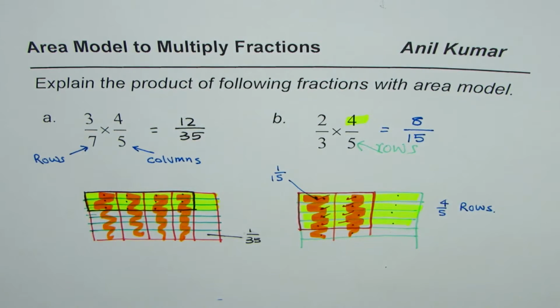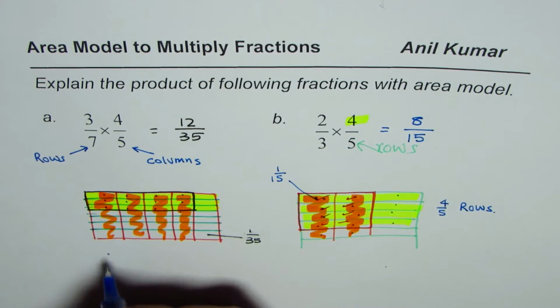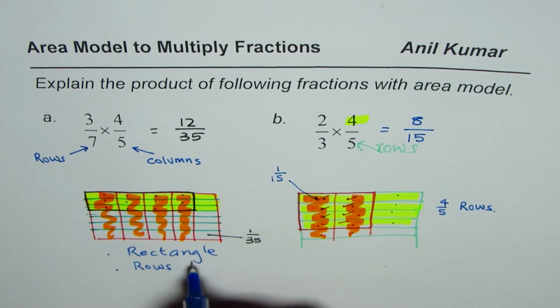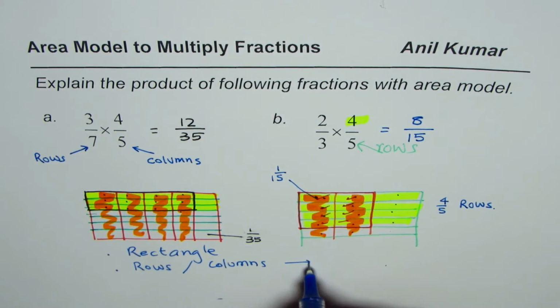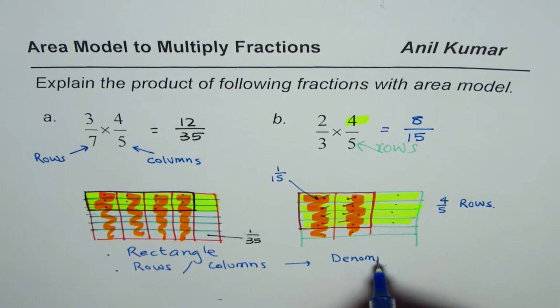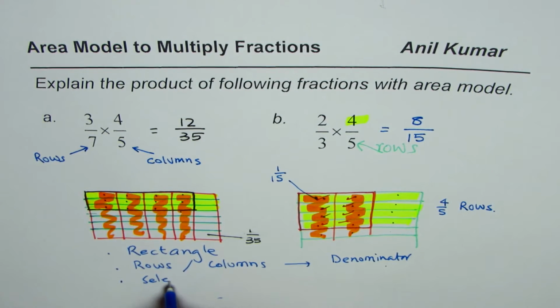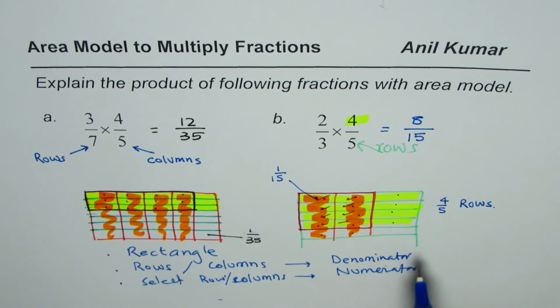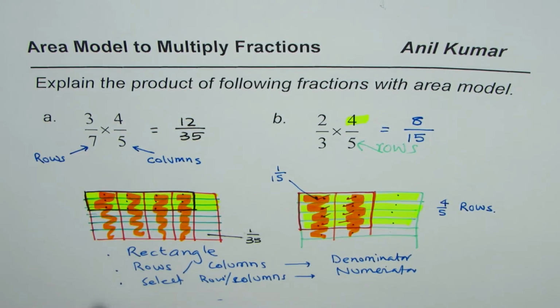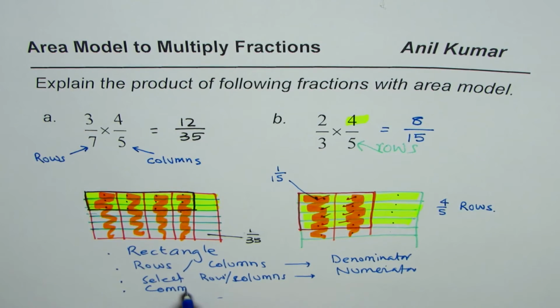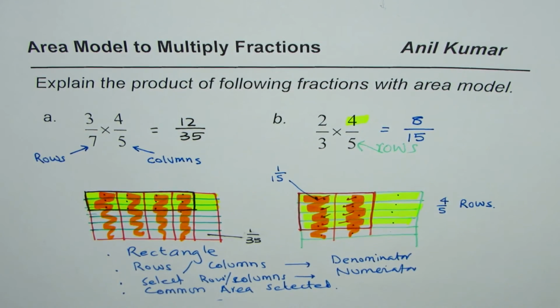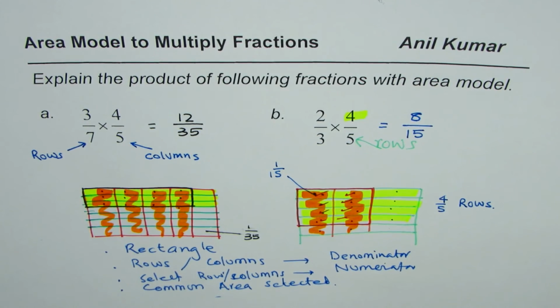So whenever you have to multiply two fractions, we can consider a rectangle. So you have a rectangle, that is the first step. Now divide the rectangle into rows and columns. Now these rows and columns really depend on the denominators. And then select rows and columns depending on the numerators. Then find the common area selected. That gives you the answer, the fraction selected out of the whole unit. So that is how you do it.